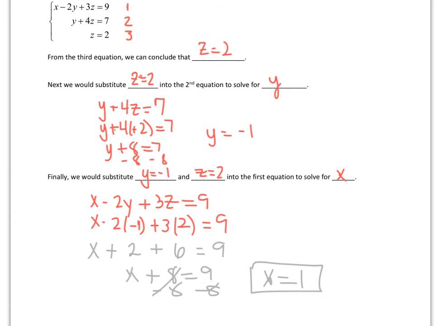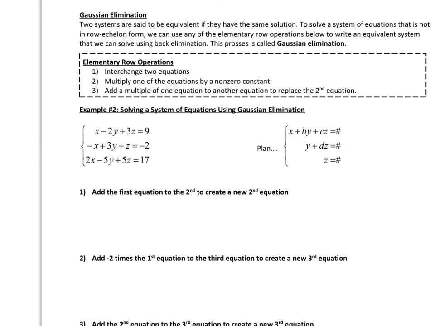Okay, let's move on to the next page. Next, I'd like to show you a new method of solving systems of equations called the Gaussian Elimination method. Okay, so two systems are said to be equivalent if they have the same solution. So to solve a system of equations that is not in row echelon form, we can use any of the elementary row operations below to write an equivalent system that we can solve using back substitution. This process is called the Gaussian Elimination method.